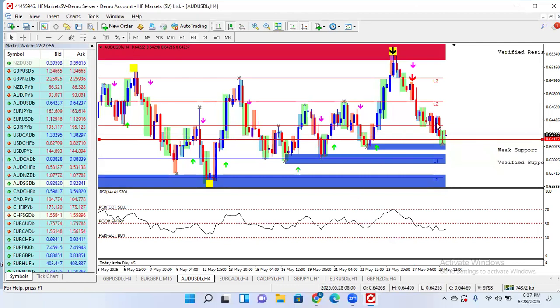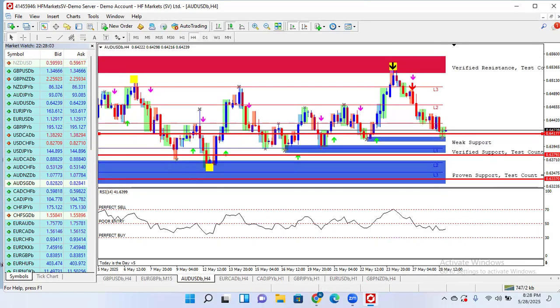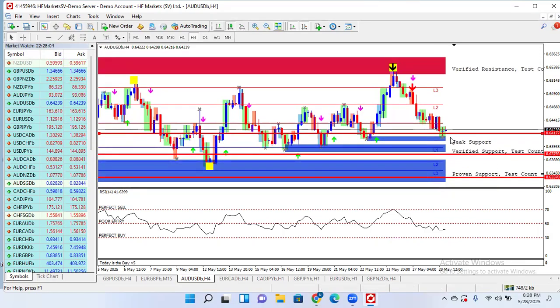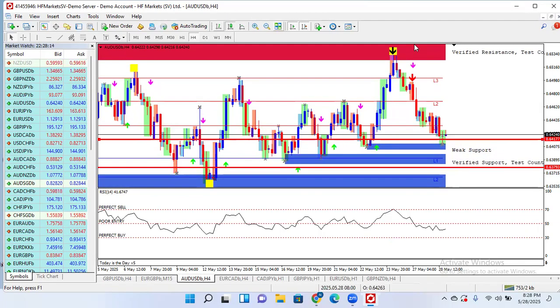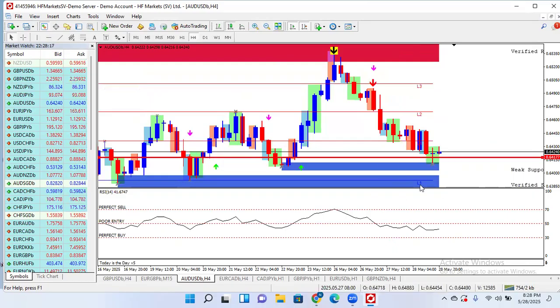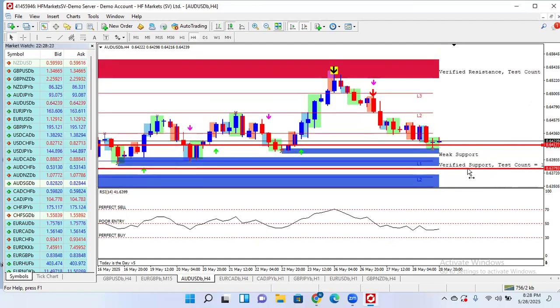I'm expecting price to come deeper into this area just below here, more like 50% of that weekly zone. You see the weekly zone between here and here is proven. So I expect price to come deeper here. Probably it might happen overnight, but anything within this area from today, I'm looking for a buy.